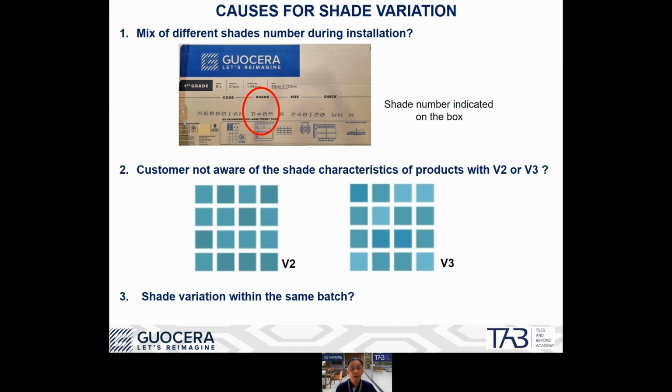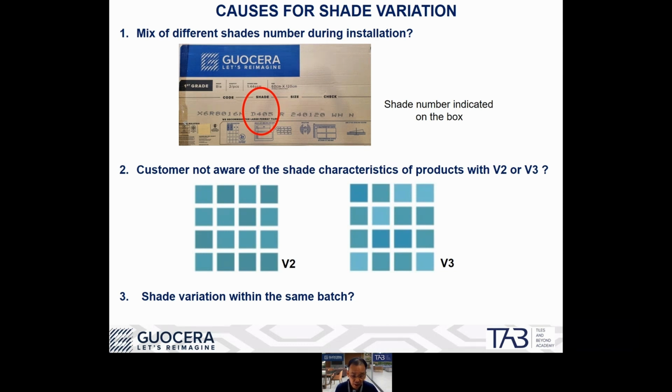Now you may be asking, why can this happen? Why can different shades be mixed into the packing? The answer is that in the past, and I'm talking about Guocera, the sorting of the shades was actually done by workers, by human inspection. As you know, if it's done by humans, sometimes the workers get tired and miss out, and different shades will get mixed up and packed into the same carton.